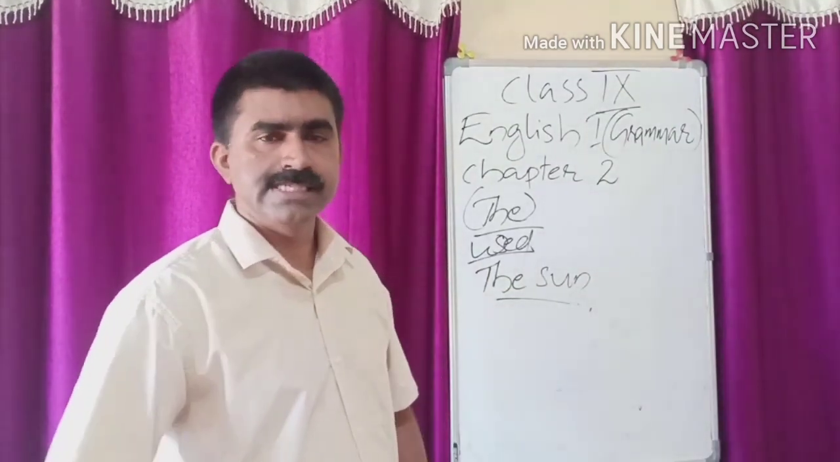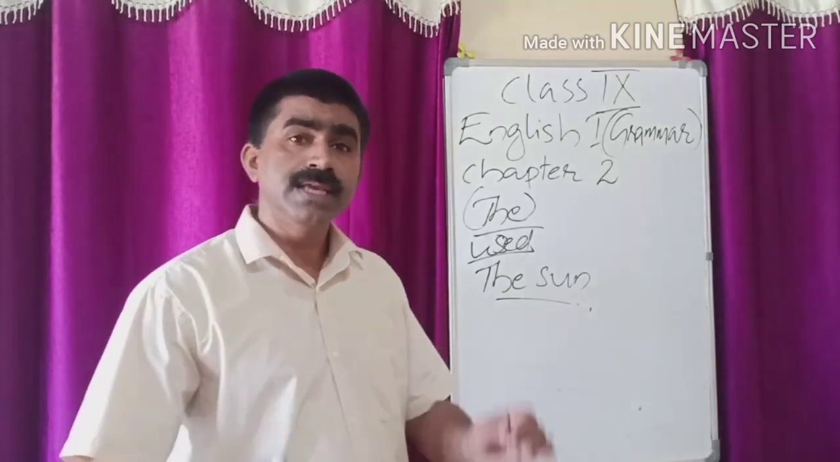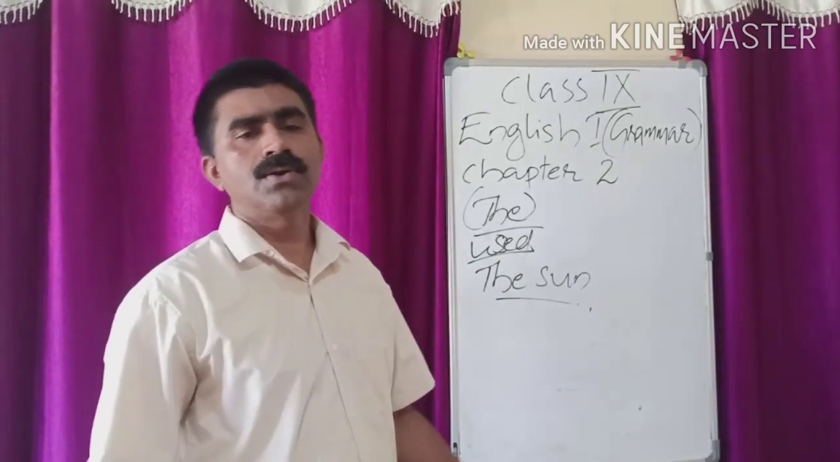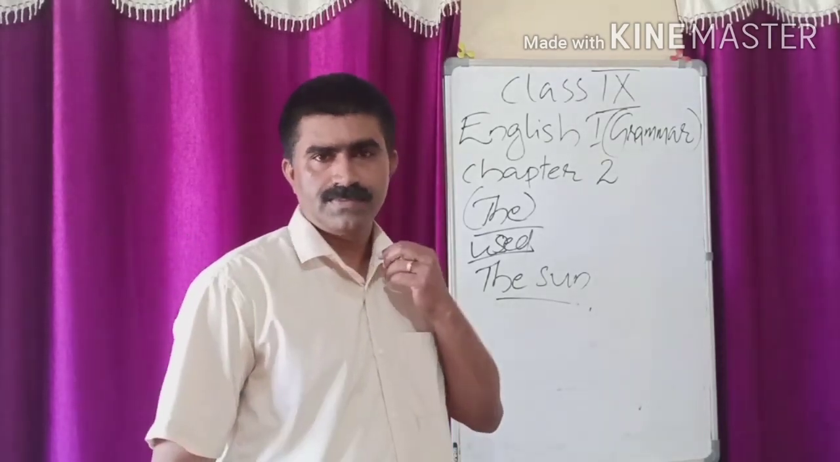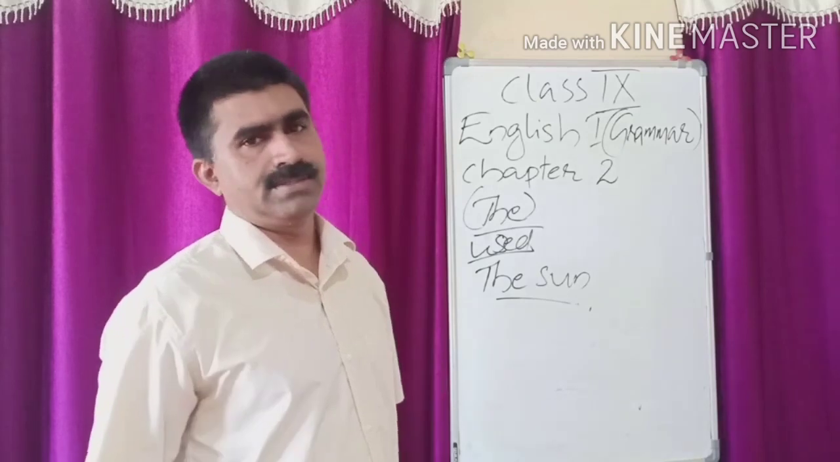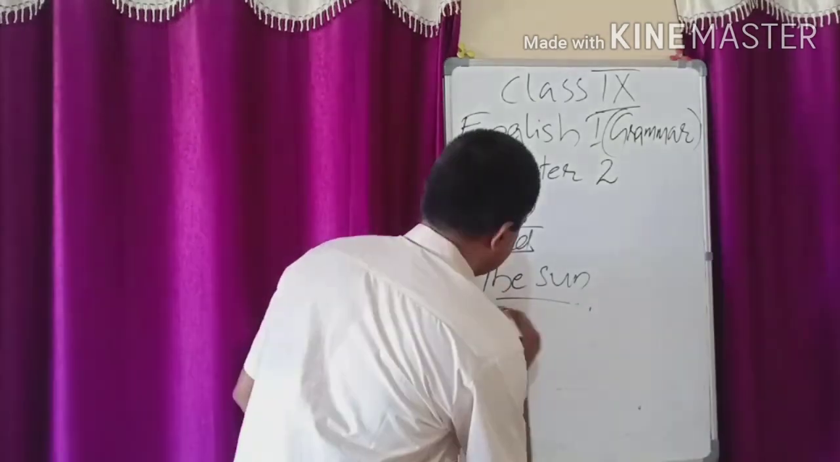The second usage is when the noun is known to the public. For example, the shirt which I am wearing is gifted by my friend. See, that is the shirt. It is known to the people.